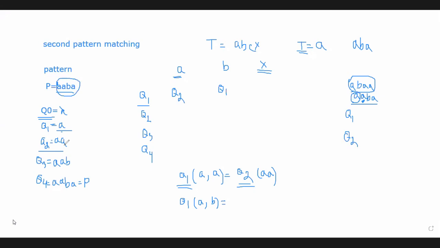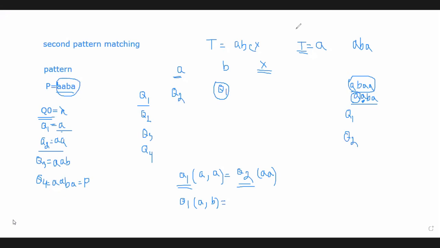That means this table can move on to its next state only if it receives the character A. Right? Yes, ma'am. So what will happen if it receives B? At that time, it will not move forward. It's still in its own state, that is in Q1. Right?